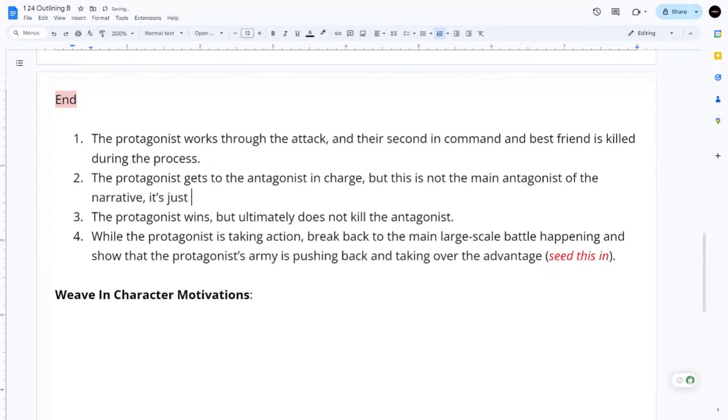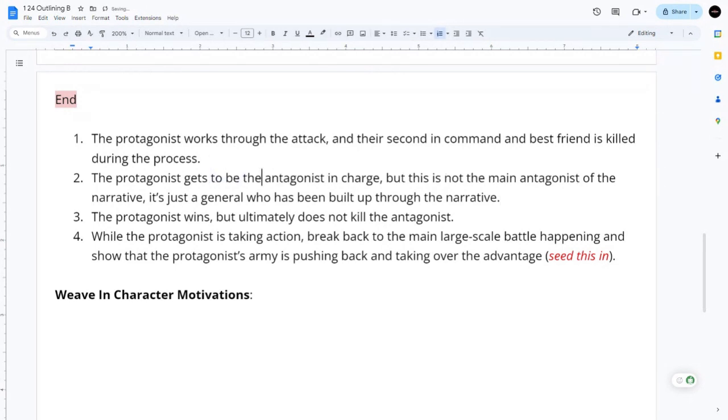It's just a general who has been built up through the novel narrative, because we still have to have some sort of emotional value to them. Okay. And then he doesn't get to be there. The protagonist gets closer to the antagonist in charge while the protagonist is taking action, break back to the main. Okay, so we know that.